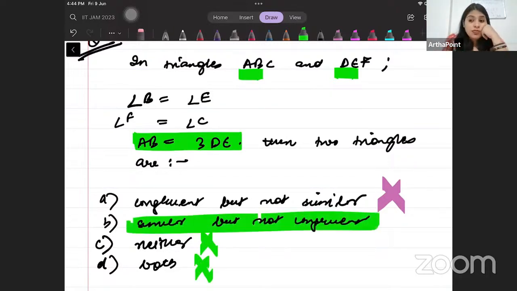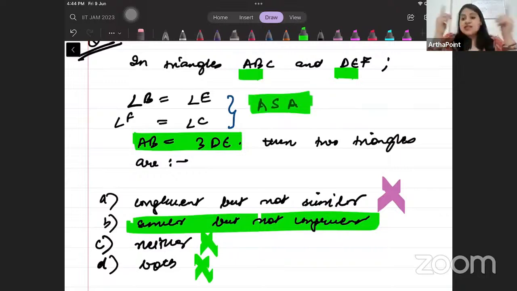Can you tell me by which property? The property will be ASA, angle side angle, that we just studied. Angles are equal and the middle side is proportionate. So by angle side angle, the two triangles will be similar to each other. So answer to this question will be similar but not congruent, right? So these are some of the questions that I wanted to discuss with you based on triangles. Of course, there are multiple other questions that you can practice.